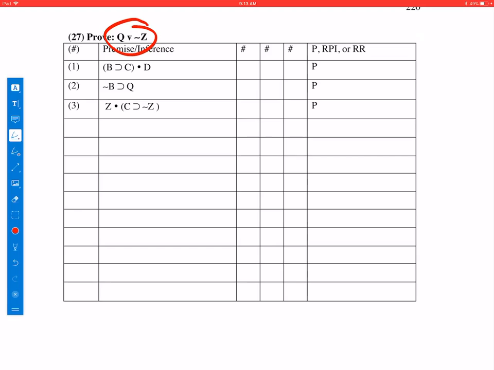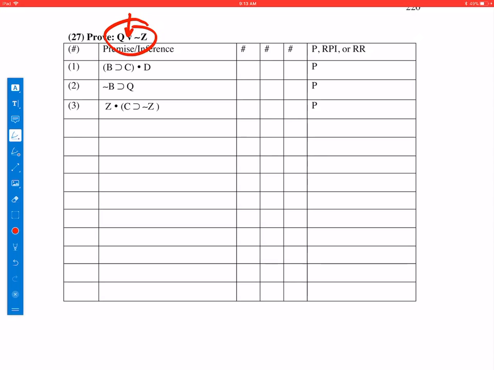So the first thing, we can look for a Q or not Z together, and we don't see that. So we might look for its opposite in an antecedent. We don't see that either. So that's when I really start thinking about what the main operator is. In this case, it's an OR.